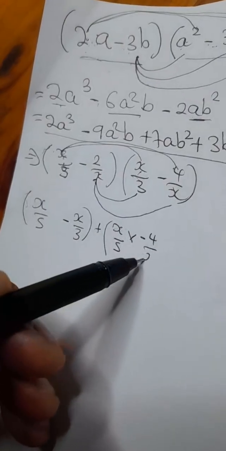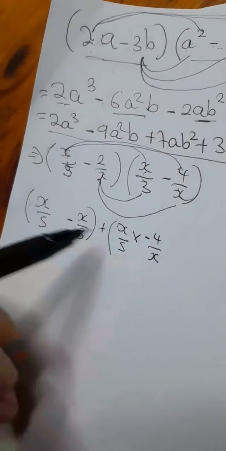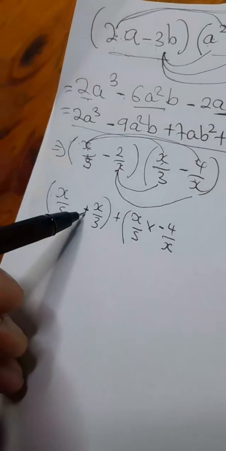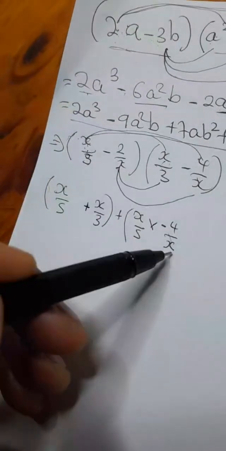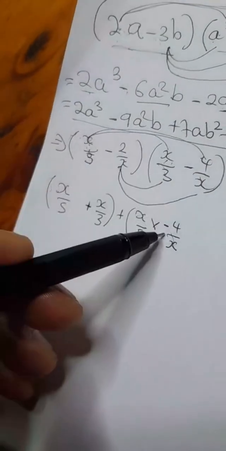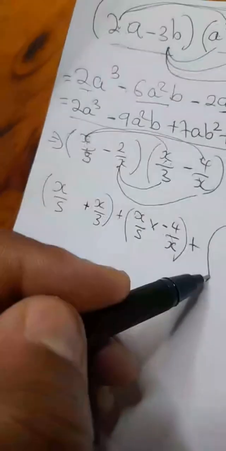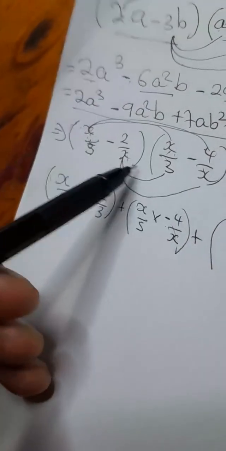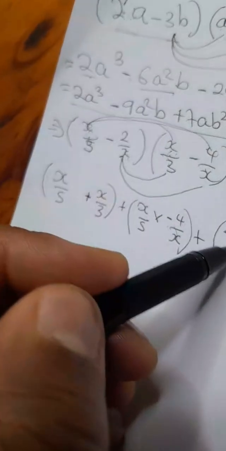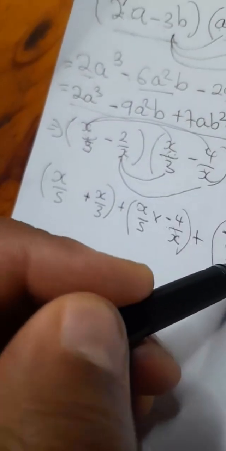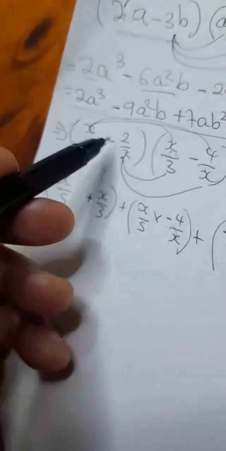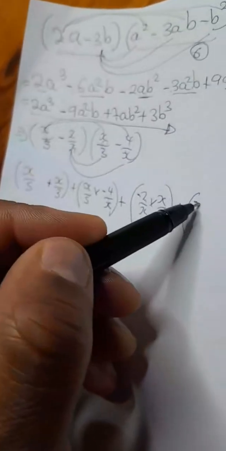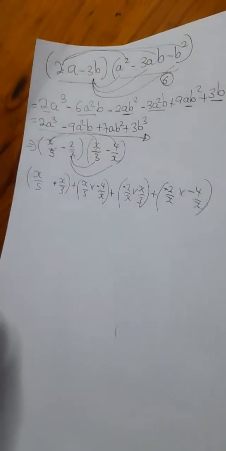Multiplied by negative 4 over x. This one is a positive, this one and this one. Here we have a negative: plus minus 2 over x multiplied by x over 3, plus minus 2 over x, minus 2 over x times minus 4 over x. That is the full expansion.